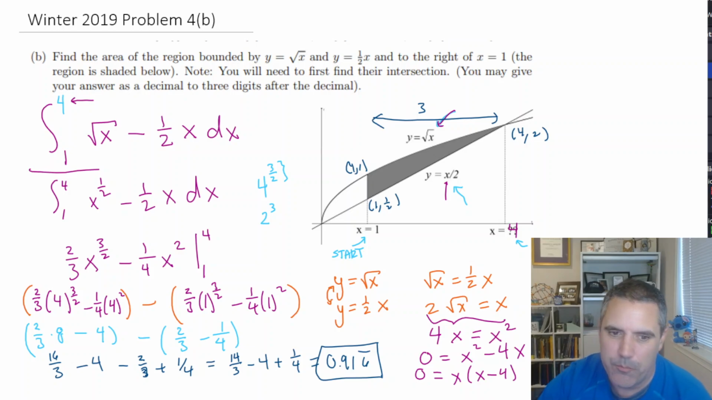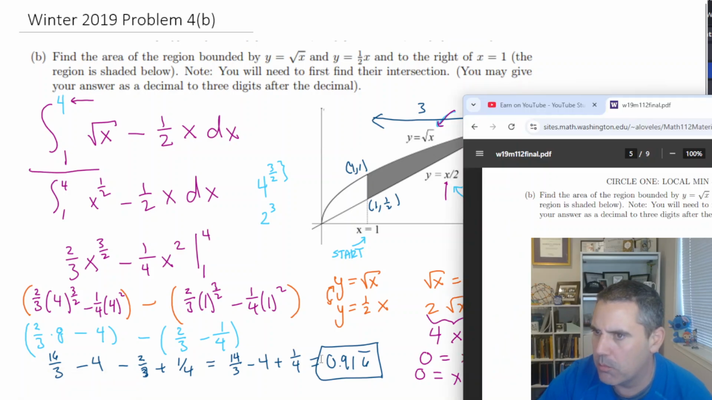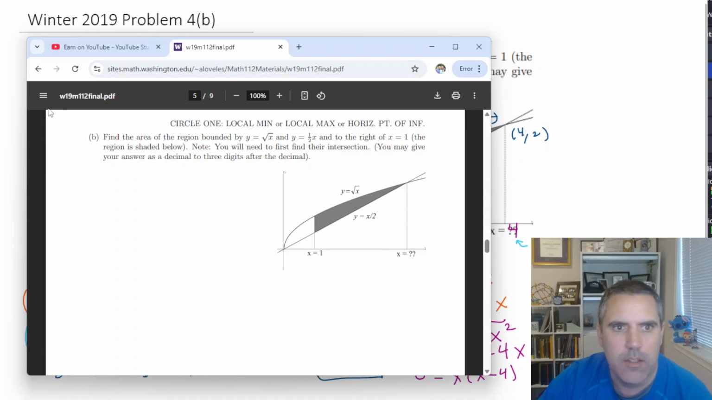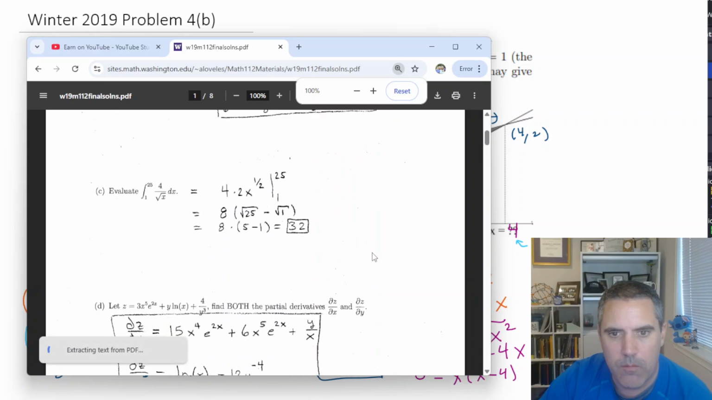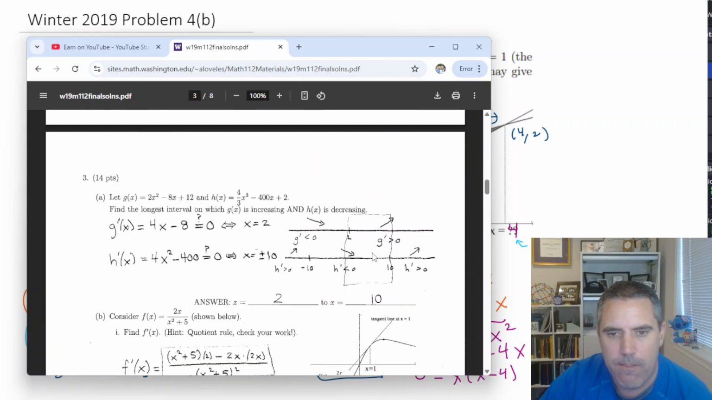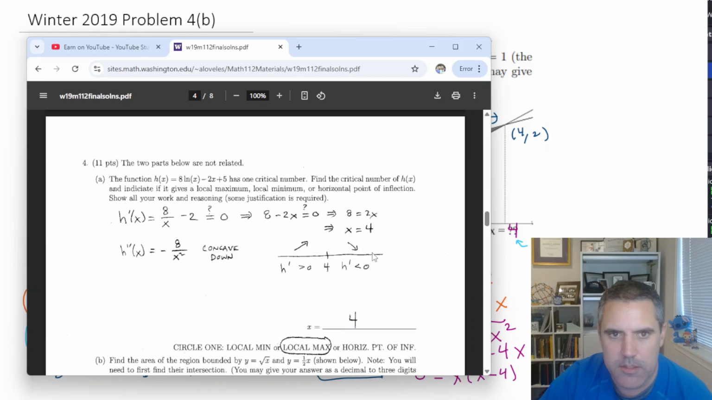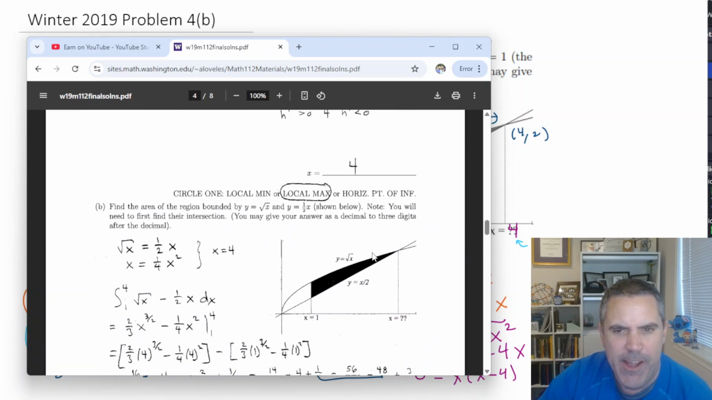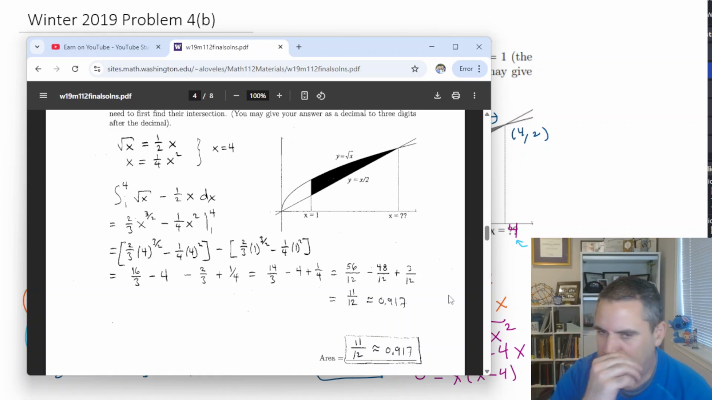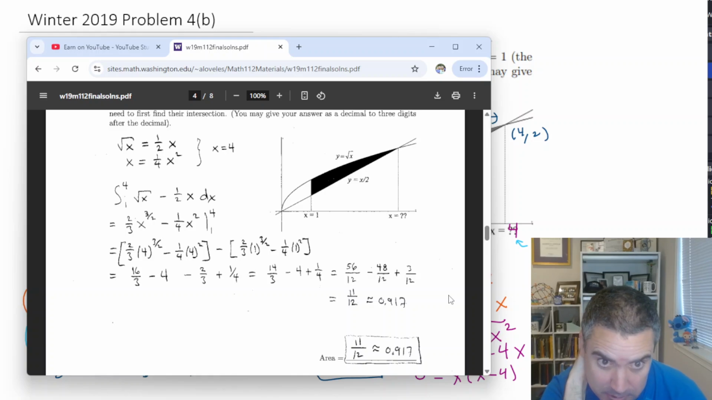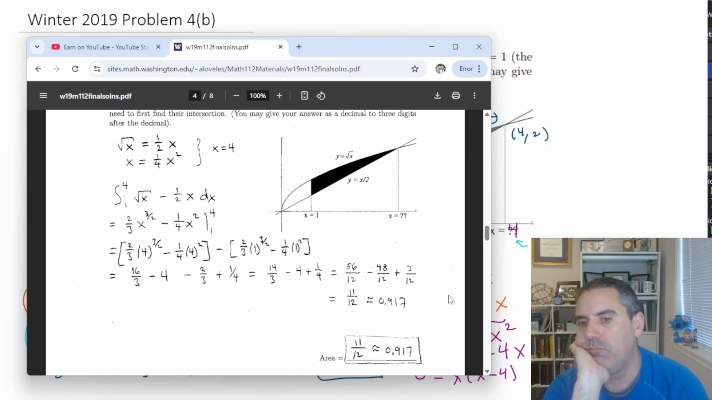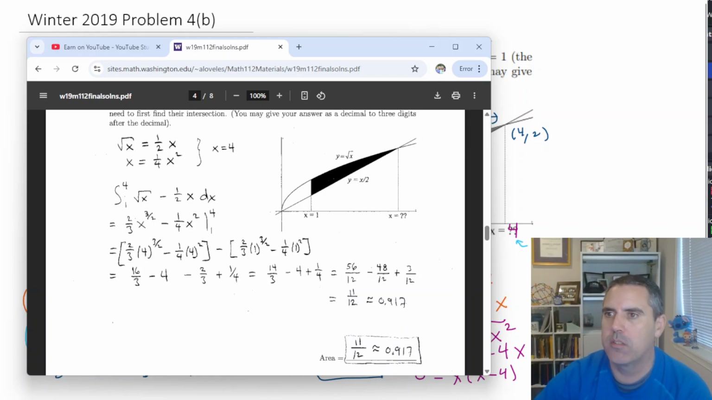Is that reasonable? Let's check the solutions and see. Can I pull this up quickly? Yes. See if we got something reasonable. The scale of my graph, I think, is partially what. Okay. 11/12. It's actually a smaller sliver probably than my picture makes it look. There we go. Let me know if that helps. Move on.